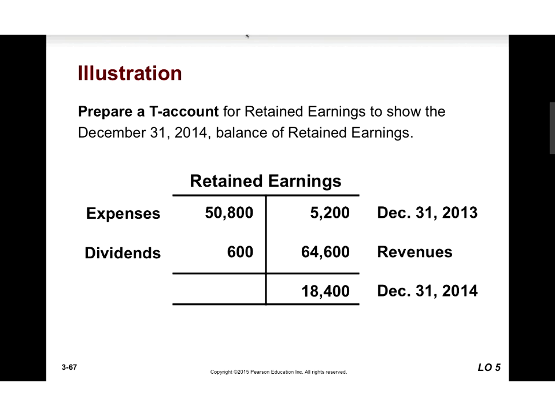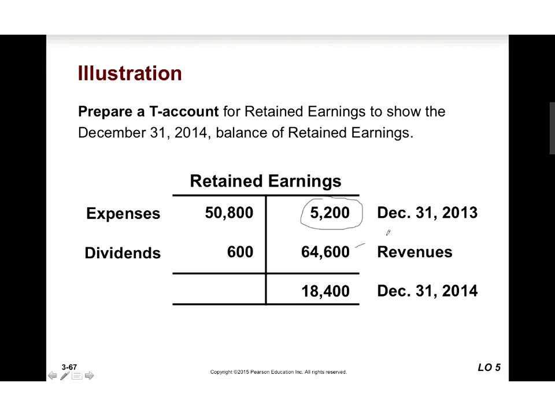It says, let's prepare a T account for retained earnings to show what the balance of retained earnings is. So our beginning balance is over there, $5,200. This was given to us back in the very beginning when we were given that table of data. We started with a balance of $5,200. Unless told otherwise, retained earnings has a normal credit balance. So we started with this balance of $5,200, which we got from the initial data given to us.